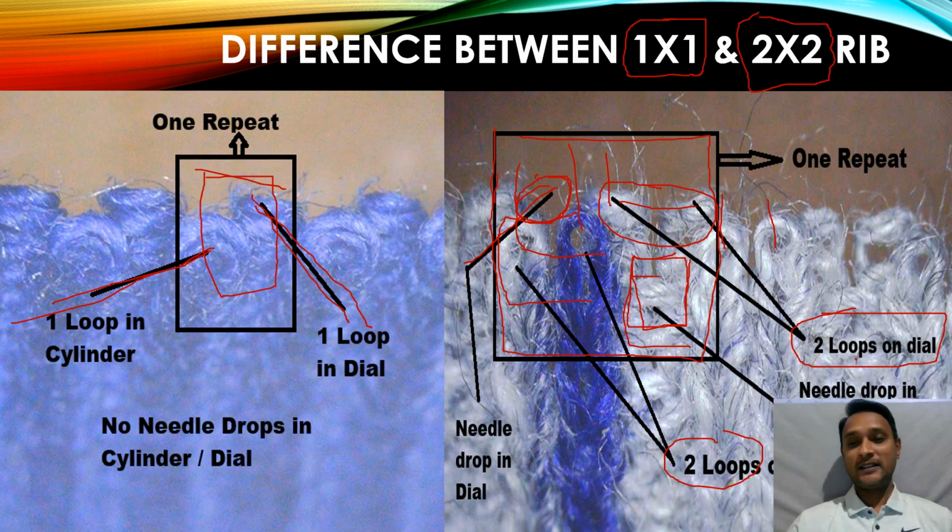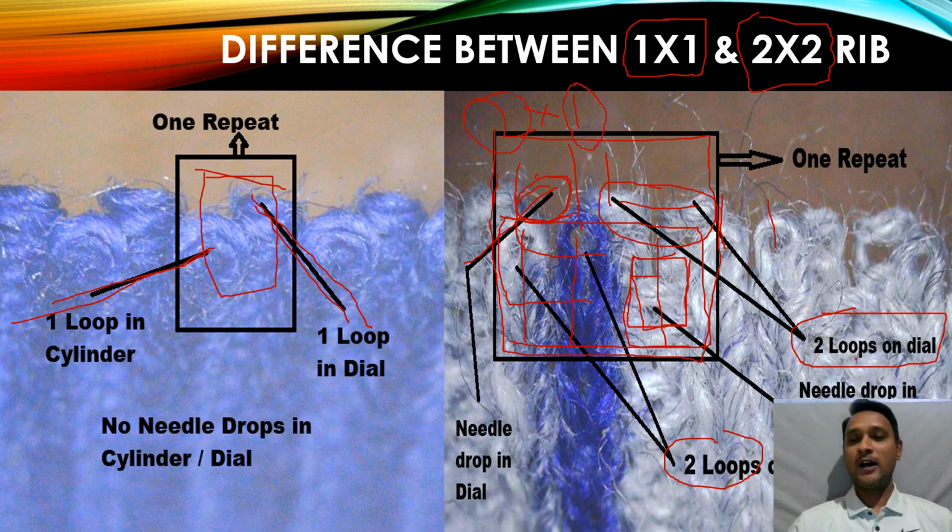Why they call it 2 by 1 rib is that they consider only the face side, only one side of the needle arrangement. For every two needles, there is one needle drop. Thus they call it 2 by 1, where 2 is for the knit and 1 is for the drop.